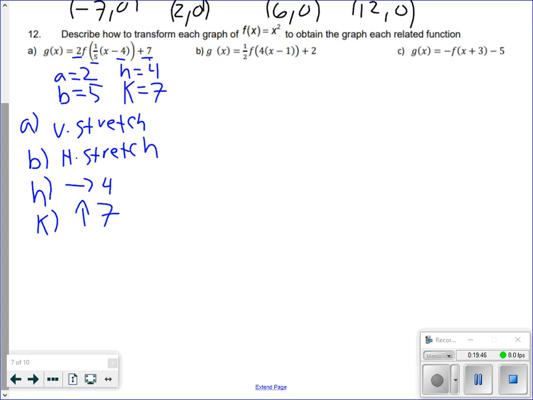You need to have your transformation rule memorized in that general equation, g of x equals A times f of 1 over B, x minus H, plus K. All of that stuff you need to have memorized, and you have to know it inside and out because the sooner you get that down, the easier the rest of this class is going to be. All right.